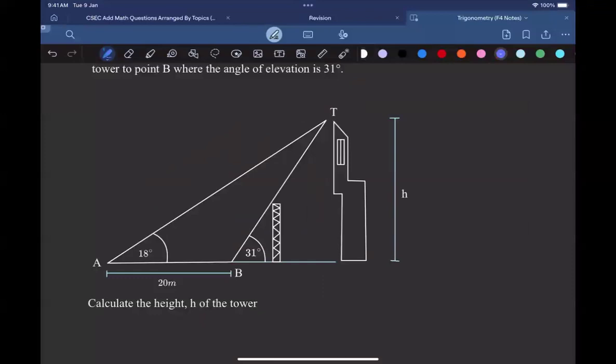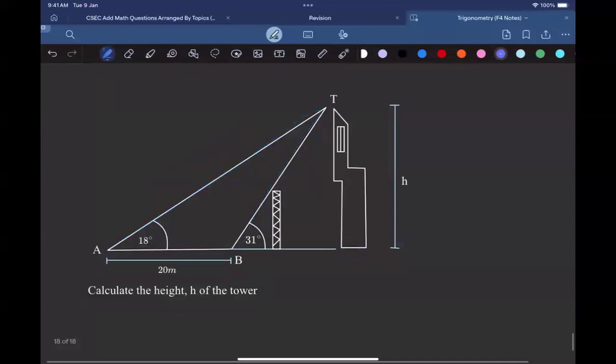ABC? As in T, ABT? Yes. So you're talking about this triangle over here. This one. And what other triangle do you possibly see?